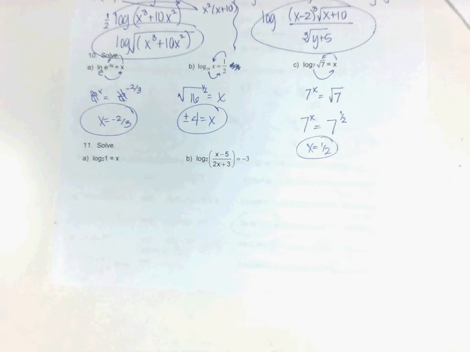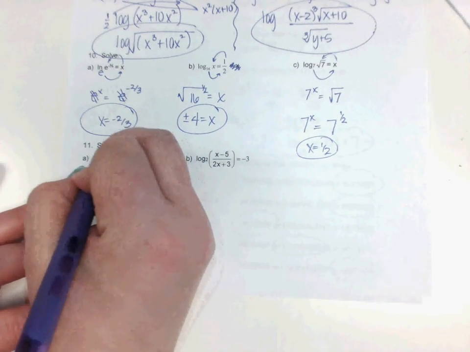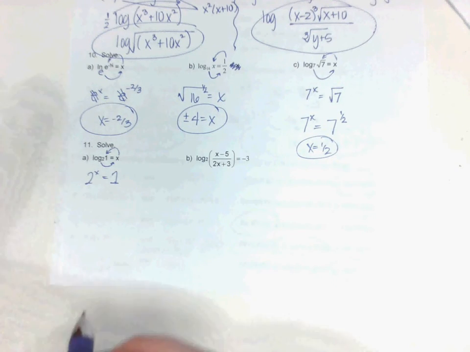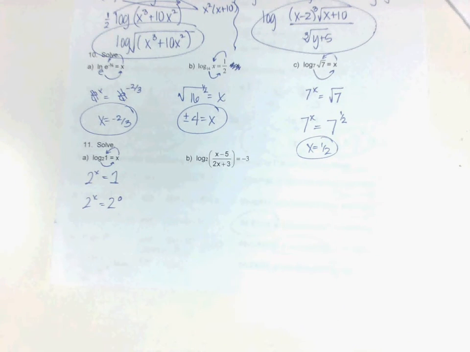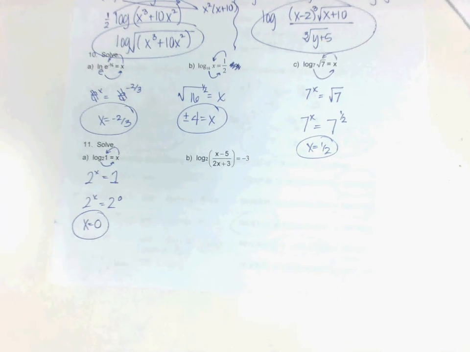Two more left. Okay, letter A, do your loop. Where do you start? 2 to the x equals, bring it back around, 1. What exponent do I use if I need a 1? Do you remember? 0. Good job. And if 2 to the x equals 2 to the 0, cross out your 2's, what does x have to be? 0.